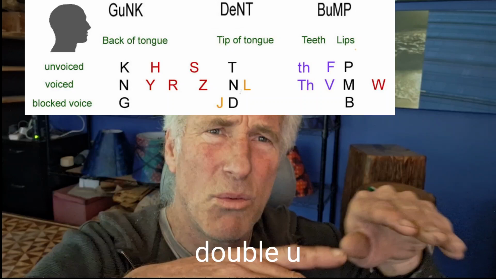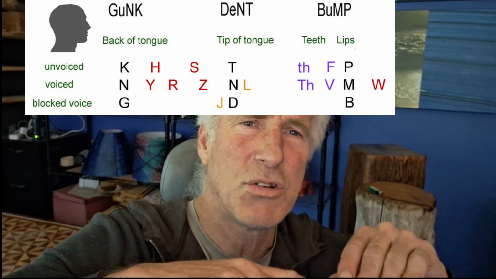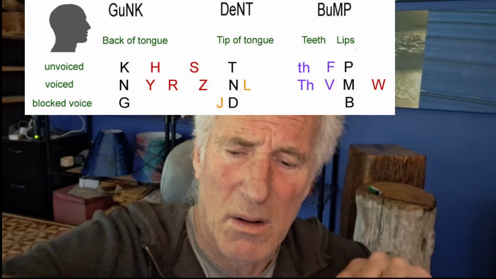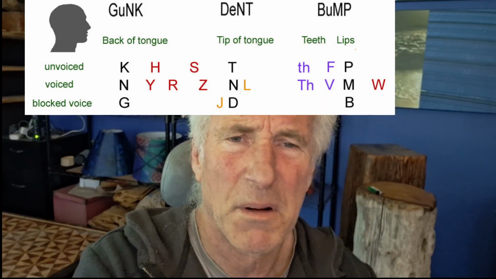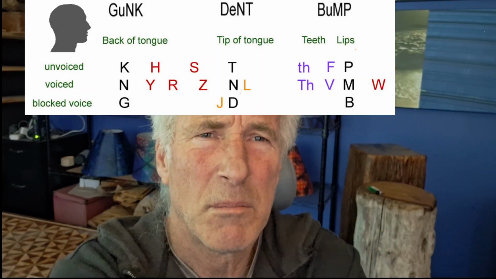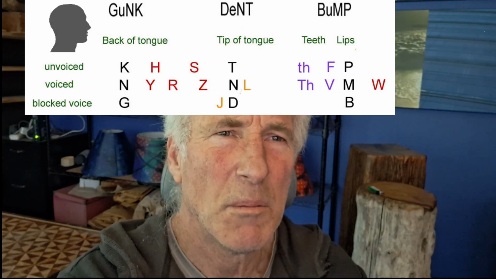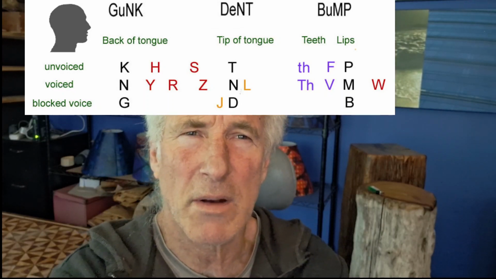So W, Y, R, H. These are letters that can be consonants like yellow, but you can also think of them as not clear consonants because they don't have the stops.